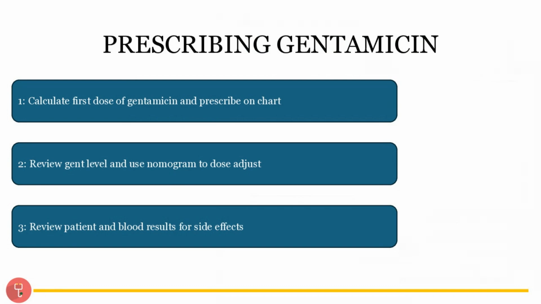So the main steps are: 1, calculating your dose of gentamicin; 2, reviewing the gent level and using nomograms to dose adjust; and then 3, reviewing the patient and the blood results for side effects. And it's also just valuable to remember that you need to dose adjust for extremes of body weight and in renal function. So those are the things that we're looking to monitor.